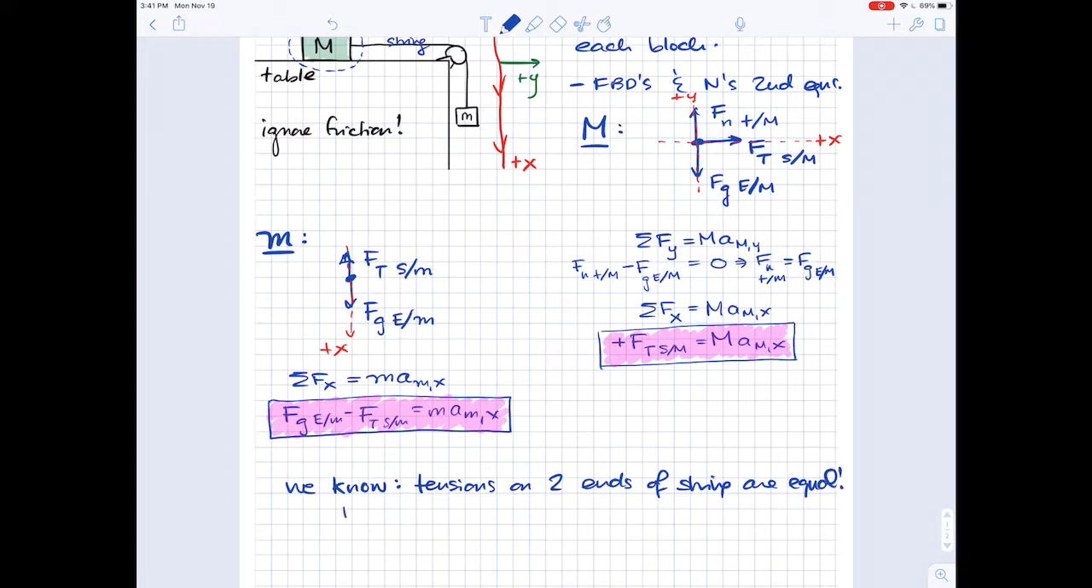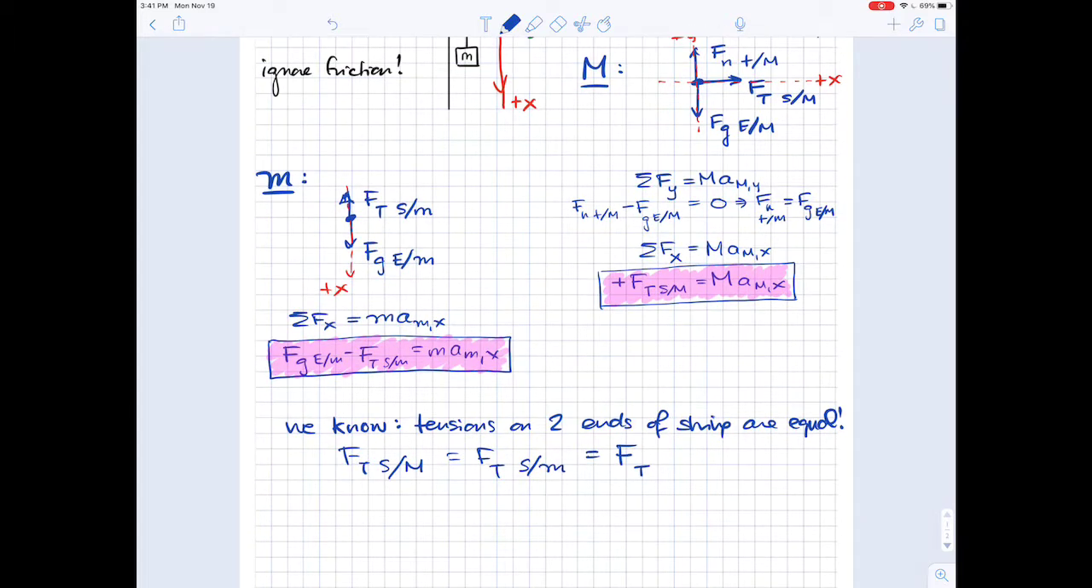So we can say that the tension force from the string on the sitting mass should have the same strength as the tension force from the string on the hanging mass, and so we're just going to call that Ft. We also know that the two blocks should have the same acceleration.